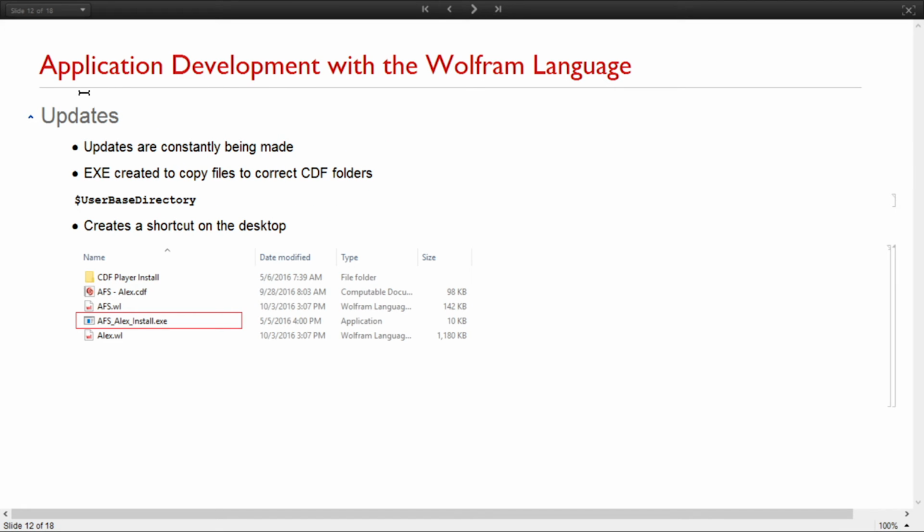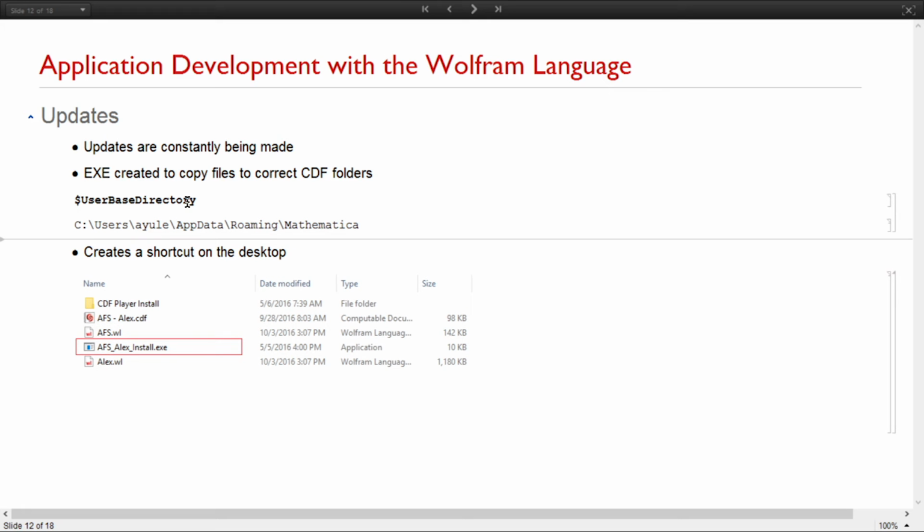Updates. When I first started working on Alex, there were updates sometimes twice a week, and I always wanted to make sure that people had an easy way to get the latest version. And so I have all the files associated with Alex in one central spot, and then I wrote this little executable here, and that'll copy those files to the appropriate spot on their computer system under that same user base directory. And that way, when Alex launches, it knows exactly where to look for those files, and it can load them in really easily.